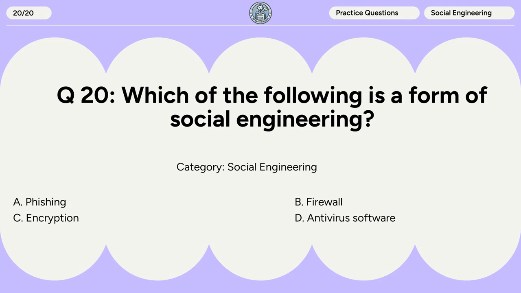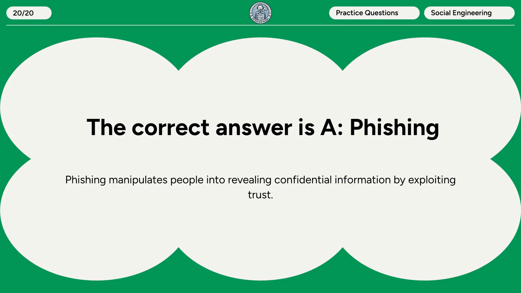Question 20. Which of the following is a form of social engineering? A. Phishing. B. Firewall. C. Encryption. D. Antivirus software. The correct answer is A. Phishing. Phishing manipulates people into revealing confidential information by exploiting trust.